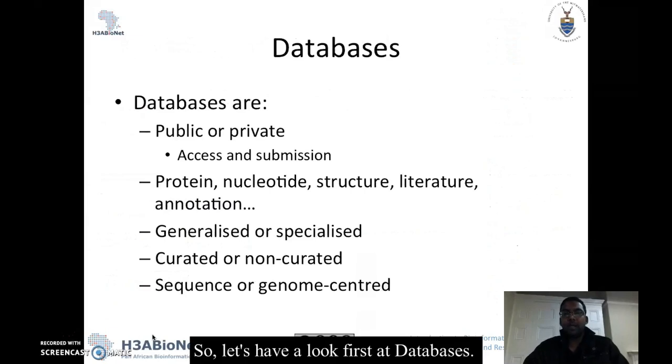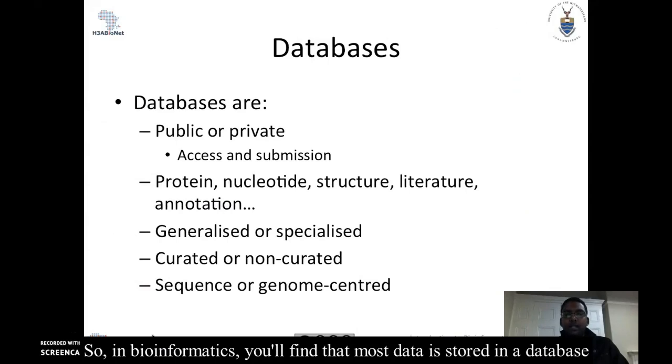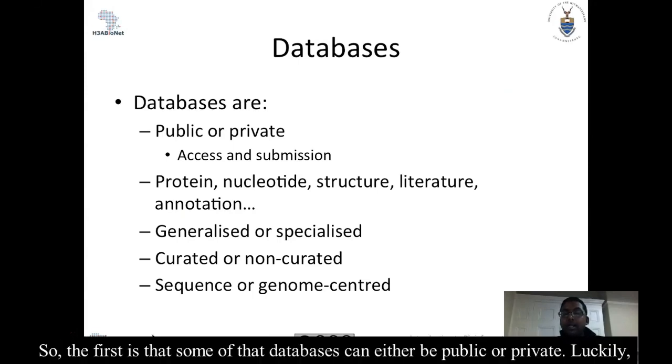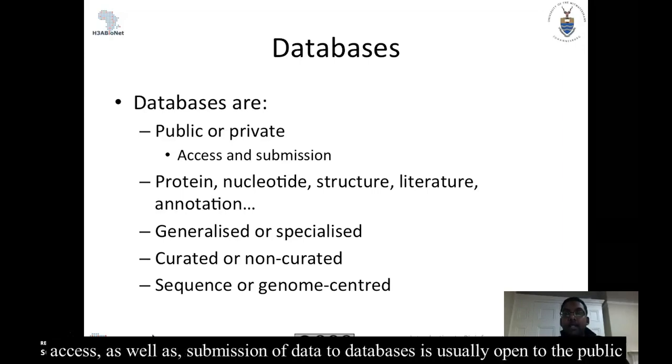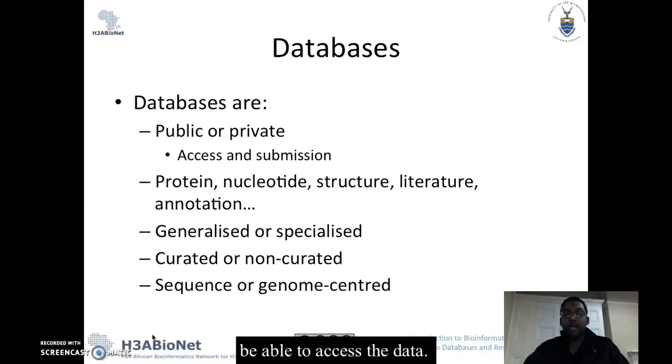So let's have a look first at databases. In bioinformatics, you'll find that most data is stored in a database. And there are different types of databases available out there. The first is that some of the databases can either be public or private. Luckily, in the bioinformatics arena, the majority of databases are public, and therefore access and submission of data to these databases is usually open to the public, and there's no need for you to pay anything or have a subscription to be able to access this data.